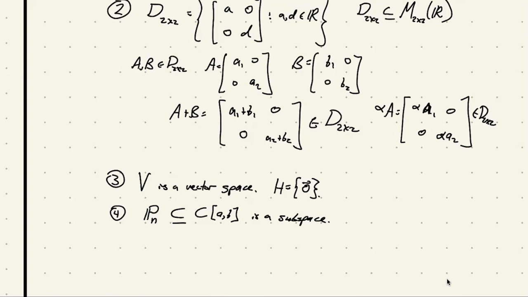Okay, so geometrically, think about this in terms of Euclidean space. The requirement here is that whatever plane you're looking at for your subspace goes through the origin. The origin has to be in whatever set you're talking about in order for it to be a subspace. So if you have a plane in R3 that does not go through the origin, that plane does not represent a subspace of R3.